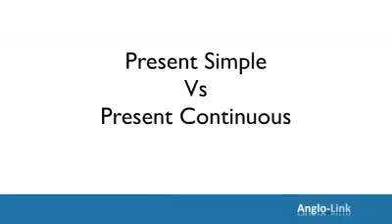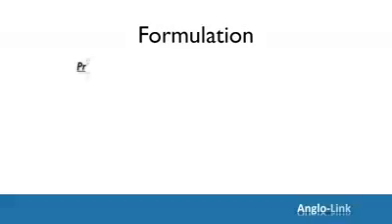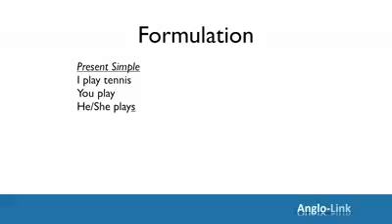Right then, let's get started and look at the difference between present simple and present continuous. Let's begin with formulation. How do we formulate each one of these tenses? Present simple. I play tennis. You play tennis. He, she plays tennis. That's right. Remember that little S you have to add to the verb with he, she, and it. We play tennis. You play. And they play. So, simple enough.